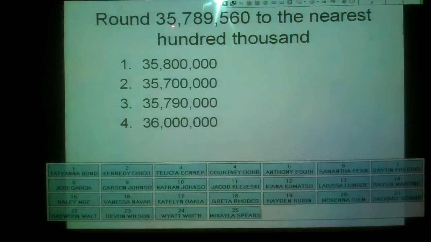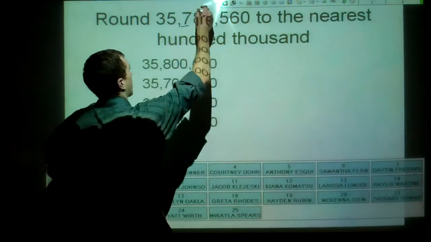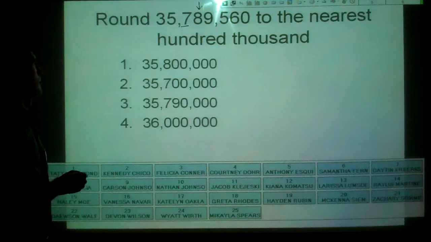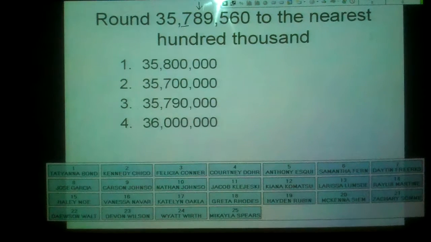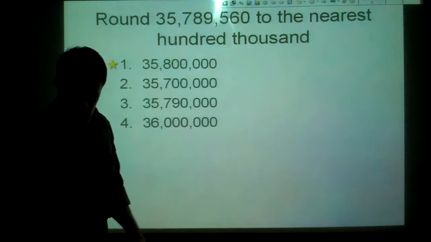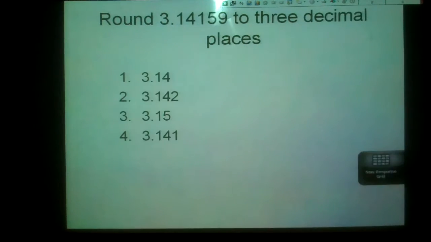Now round 35,780,560 to the nearest 100,000. So now we're looking at the 100,000s right here. We look at our next number, which is 8. 8 is 5 or higher, so we're going to round up, and we should be seeing that we should get 35,800,000. So we'd round this up to 8. Everything else would be zeros. Alright? So some basic rounding there. And that would be the nearest 100,000.